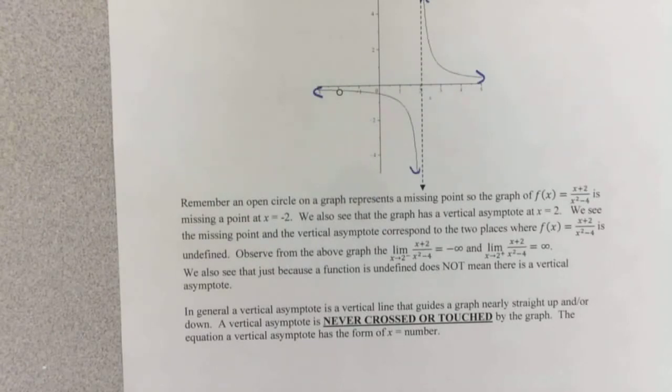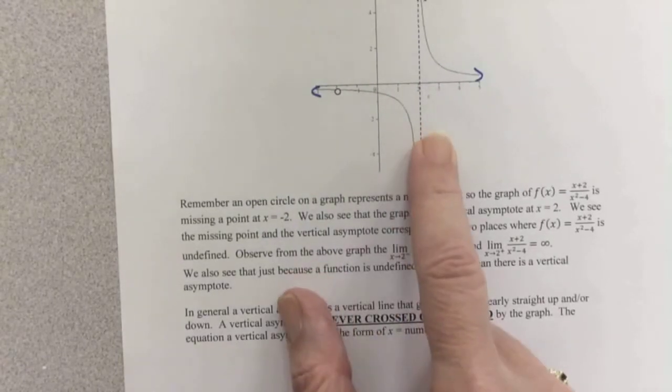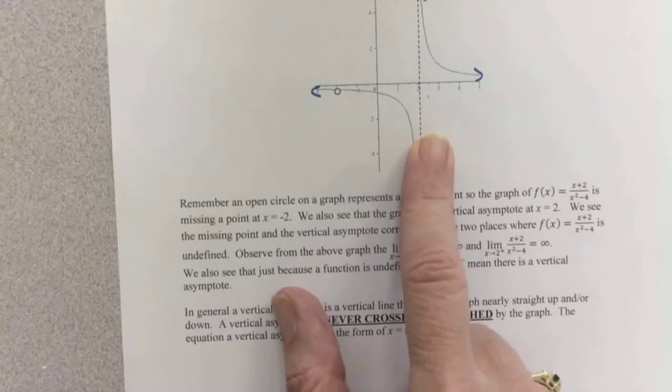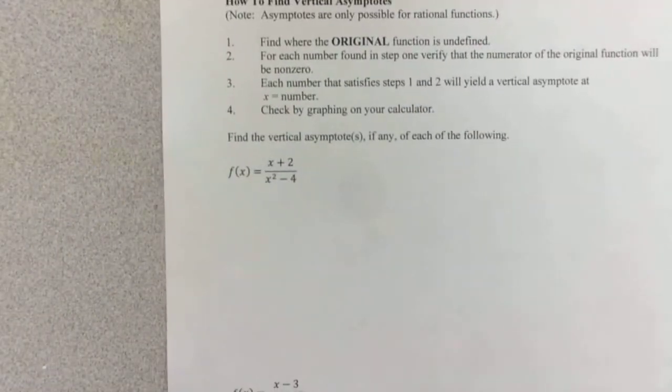The equation of a vertical asymptote is x equals a number. I'm a little picky there: if I ask for the equation of the vertical asymptote in this problem and you just write down 2, you aren't going to get full credit. A vertical asymptote is a vertical line. Vertical lines have the form x equals number, so x equals 2. Now we are going to just use algebra to find vertical asymptotes.